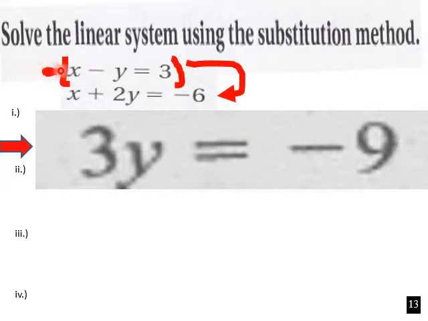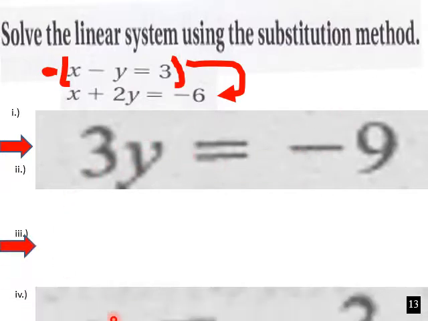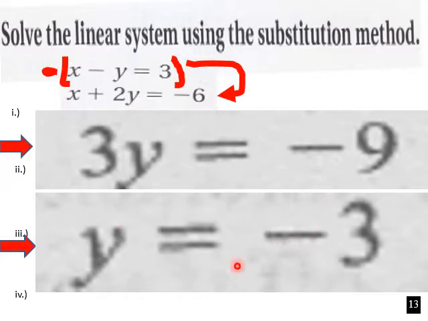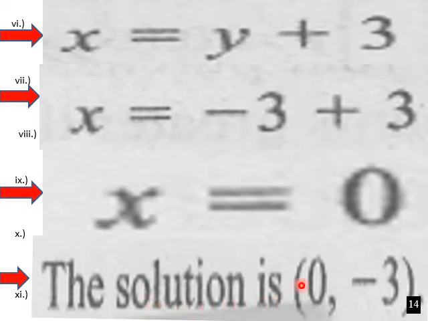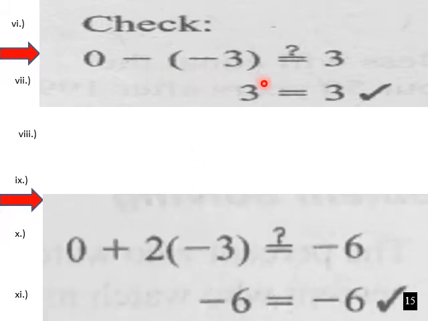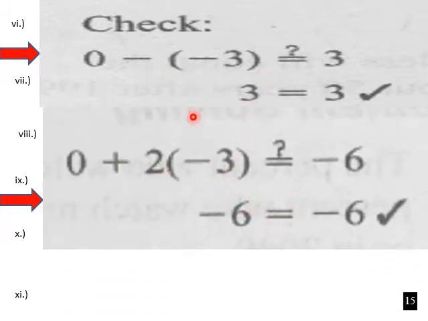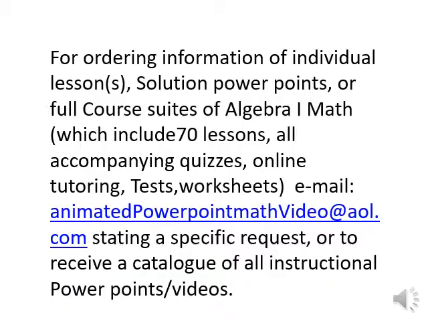Well, we multiplied this by negative 3. We got rid of our x's here. This became positive, so this became 3y here. And then negative 3 and negative 6 would be negative 9. So this became 3y equals negative 9. We solve for y. Y equals negative 3 here. And then we put that back into our original. X equals negative 3 plus 3, which equals 0. X equals 0. And the solution is 0, negative 3 for that system. And then we do our check. Yep, it checks out. So the solution is 0, negative 3.